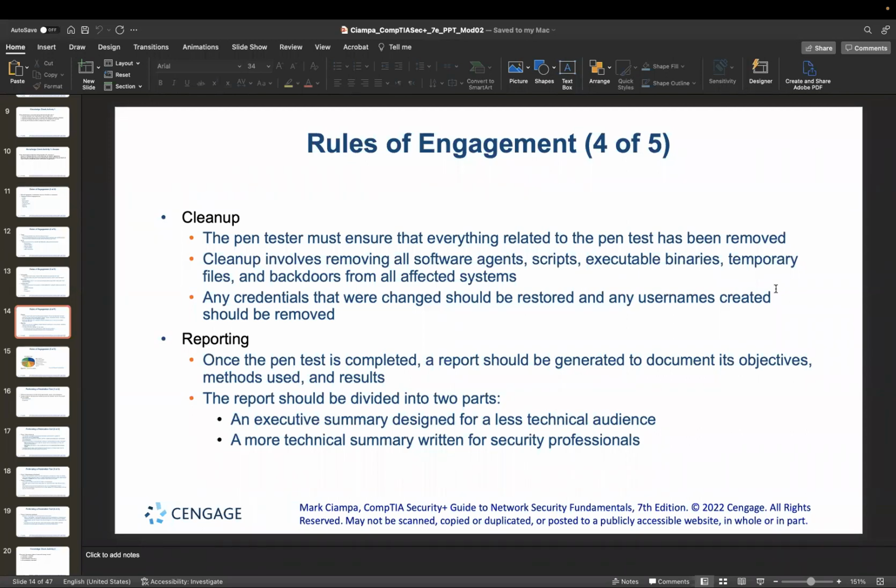So if there have been any credentials assigned, like if you added them to your Active Directory so that you can allow a credentialed test, and we're going to talk about credentialed and non-credentialed tests very soon. So if you allow the credentialed test, now you need to remove that, disable the account that you created for them, right? So all of these must be cleared.